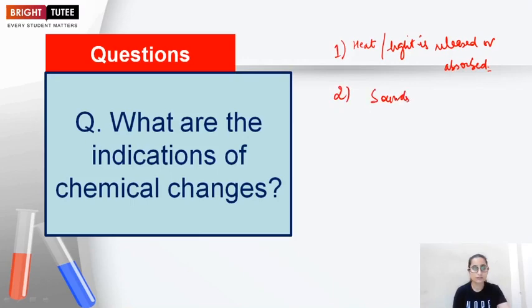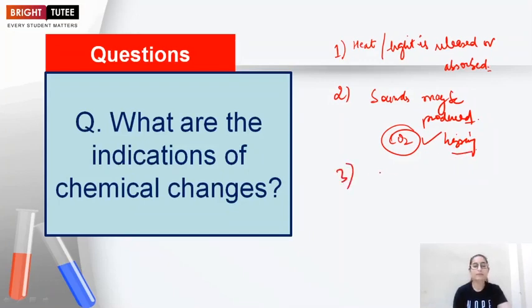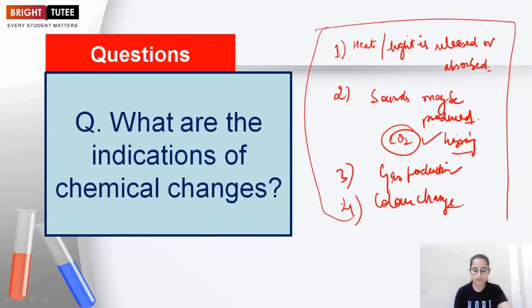Sounds may be produced, right? Sounds are also produced, as in case of carbon dioxide, when carbon dioxide was released when vinegar was mixed with baking soda, right? So carbon dioxide produces a hissing sound when the reaction takes place. Thirdly, gas production is another product. Basically gases may be produced as products, and color change is also observed, as we saw in the case of the reaction of copper sulfate and iron nail. The blue solution of copper sulfate turned into green solution of iron sulfate, right? So these are some indications of the chemical changes, right?